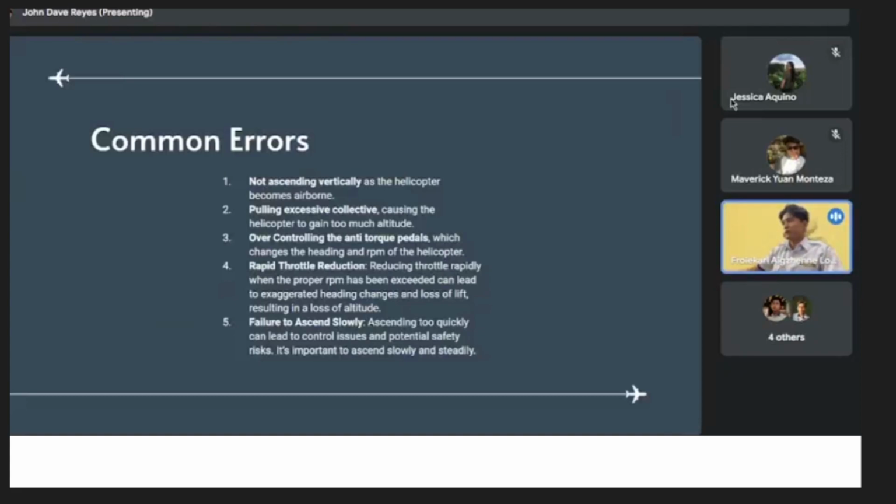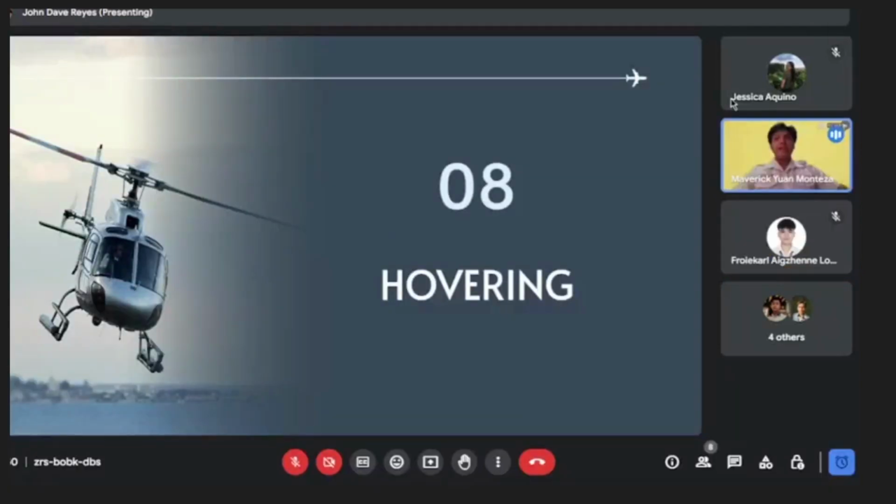And the fifth is failure to ascend slowly. Ascending too quickly can lead to control issues and potential safety risks. It's important to ascend slowly and steadily. Next slide, please. Now we have hovering. Next slide, please.